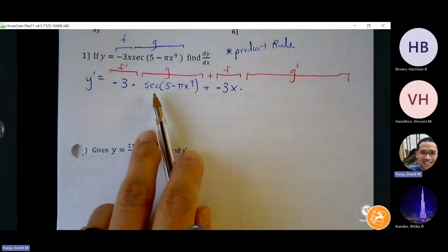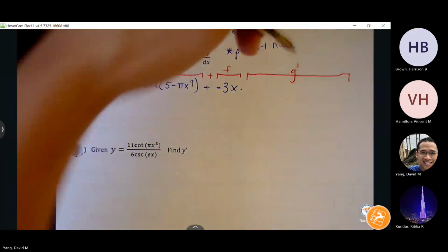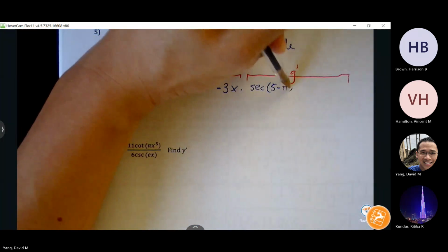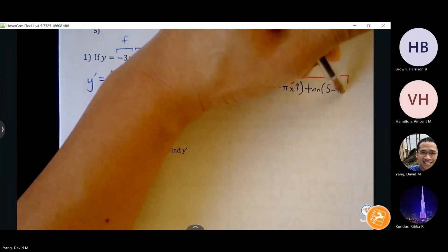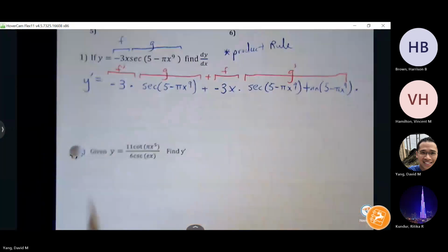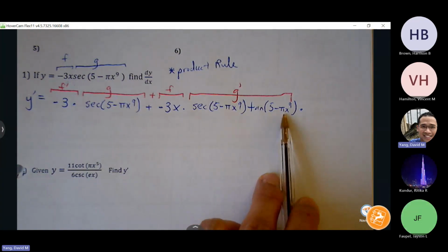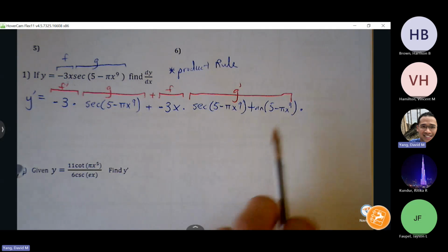Okay, secant's derivative is secant u tangent u times u prime. And now u prime is the derivative of what you see inside the parentheses. The 5 goes to 0. Remember, pi is just a number. There's no need for product rule here. That's just going to hang out in front as we find the derivative of x to the 9th power. So we bring the 9 down and we subtract 1 from the exponent. So negative 9 pi x to the 8th.